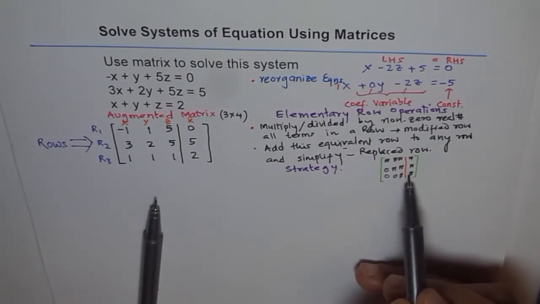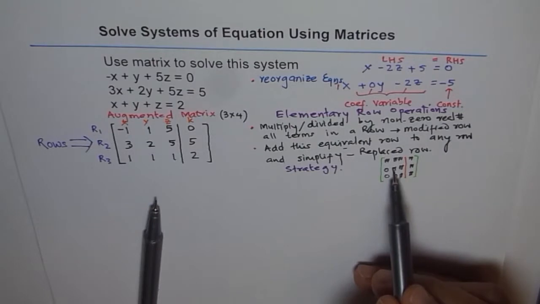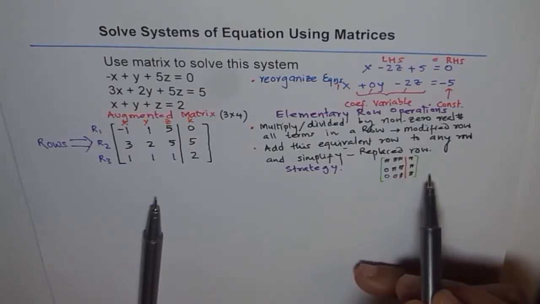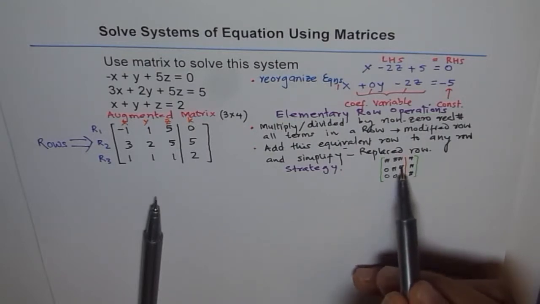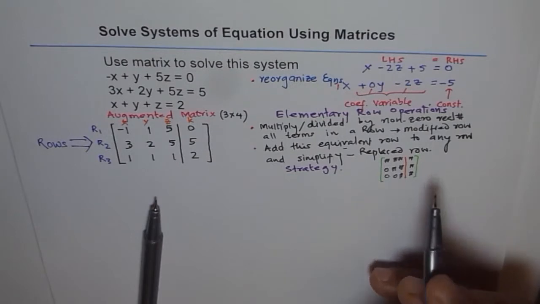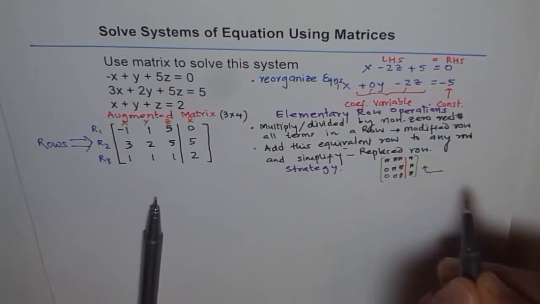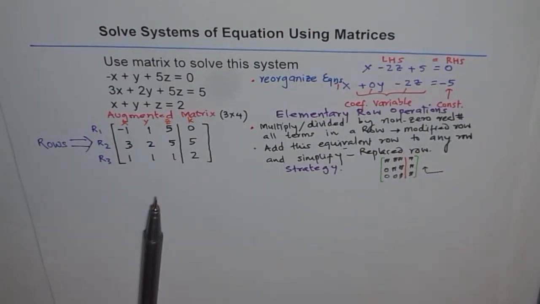Once I know z, I can use that equation, y and z equal to something. So I will substitute, we call it back substitution. I'll substitute z here and find y. Once I know y and z, I can find x. So that is the back substitution, the back calculation, which will help us find the values of our variables. That is the strategy we are looking forward to.